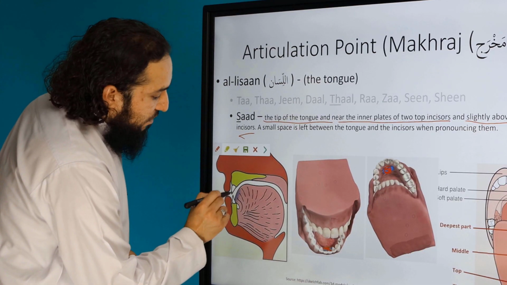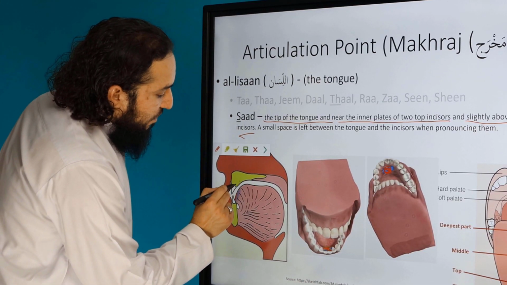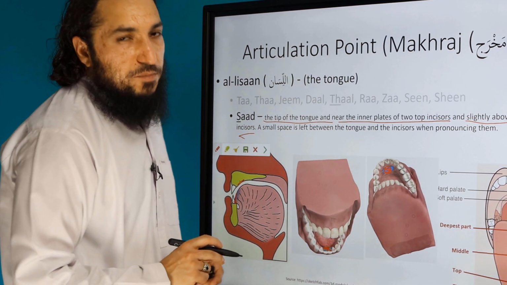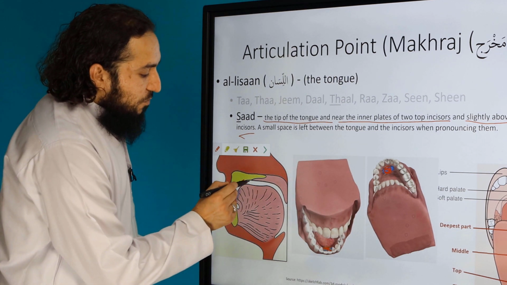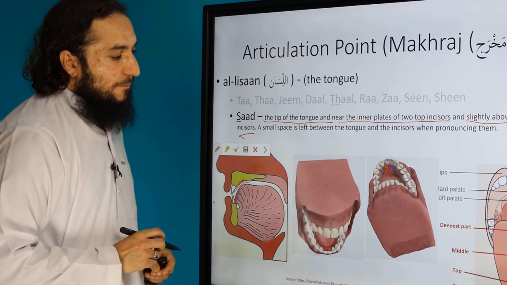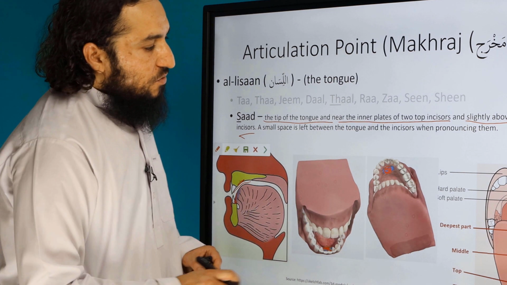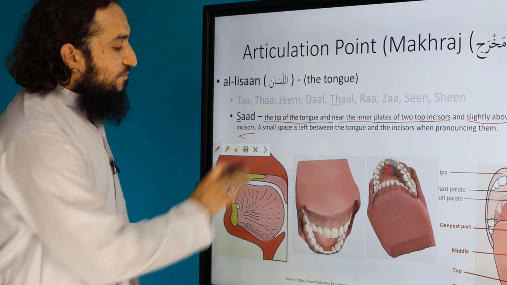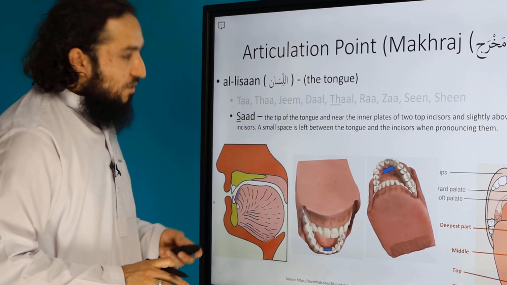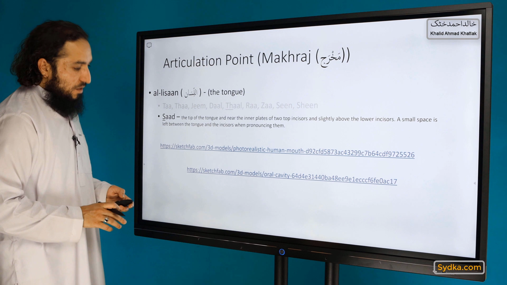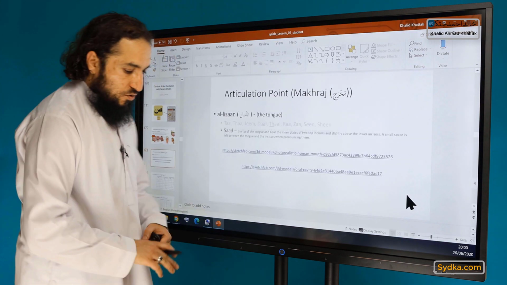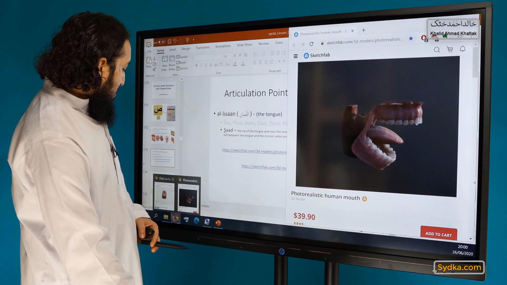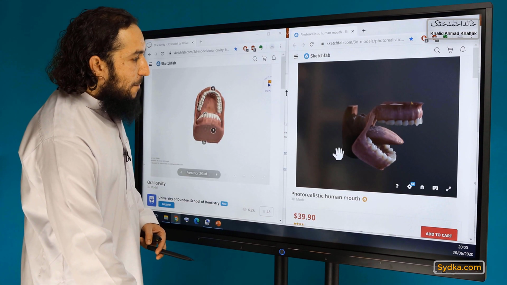So the first one is the tip of the tongue here, near the inner plates here, and this one is slightly above the lower incisors. So a small space is left when we are pronouncing it. So there are all the 3 different points explaining the articulation point for Saad. Let me go to the 3D model and see if we can show you better. Graphical representation.